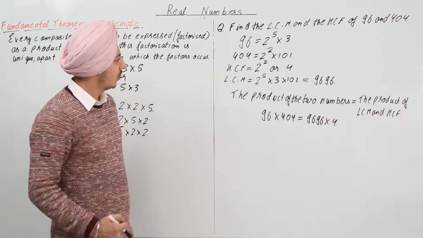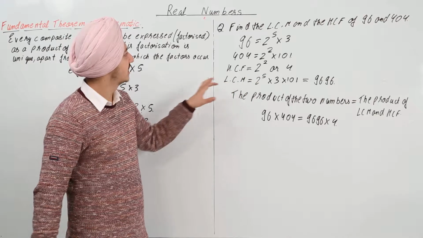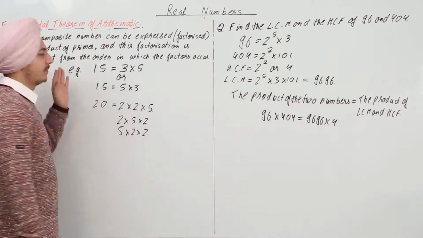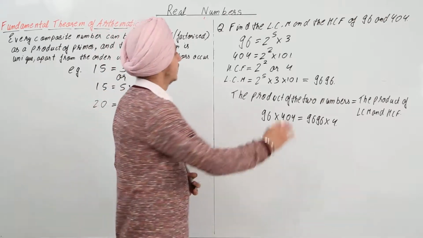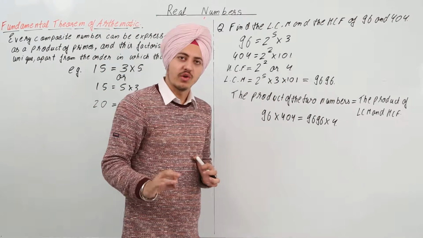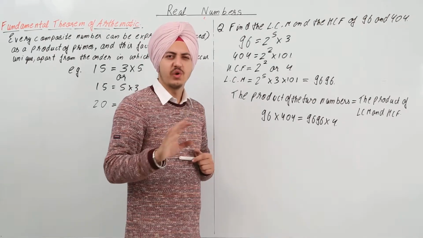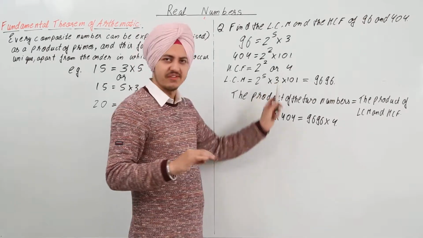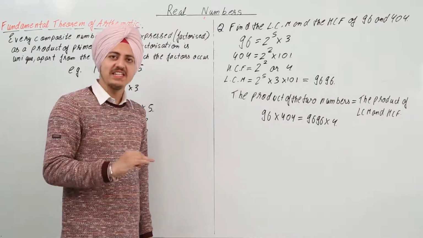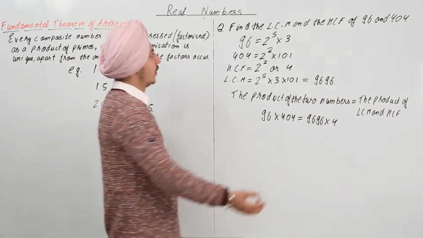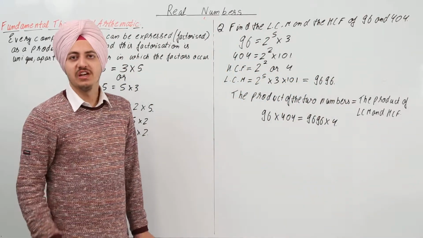So what that means is that using the fundamental theorem of arithmetic, we just have to find the HCF. Once we have found the HCF, that is very easy. You cannot make a mistake while finding the HCF actually, but you can make a lot of mistakes while finding the LCM. So find the HCF and then multiply both these numbers and divide by the HCF, and that will give us the LCM.